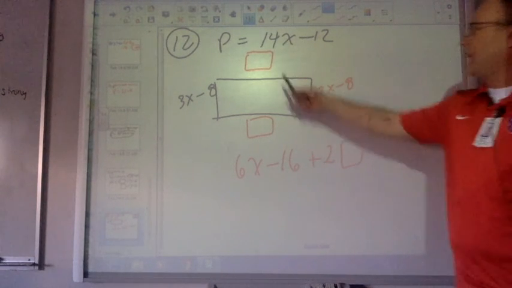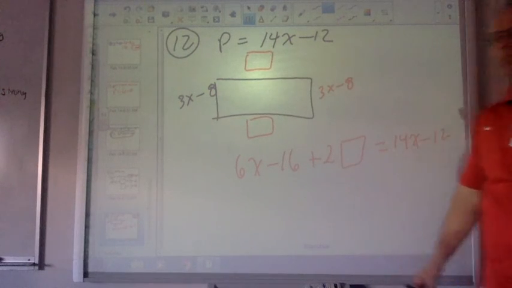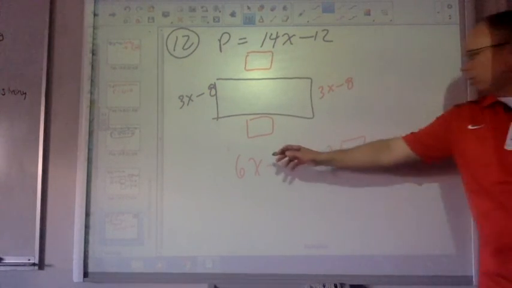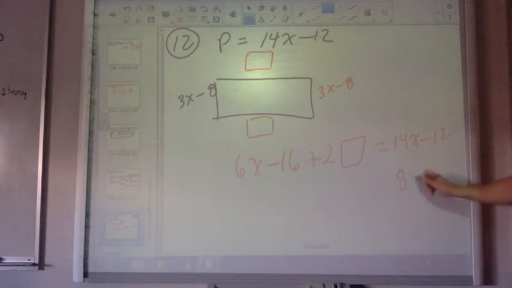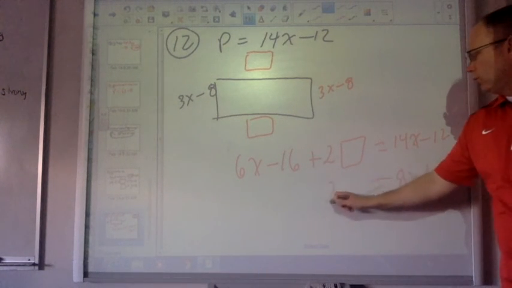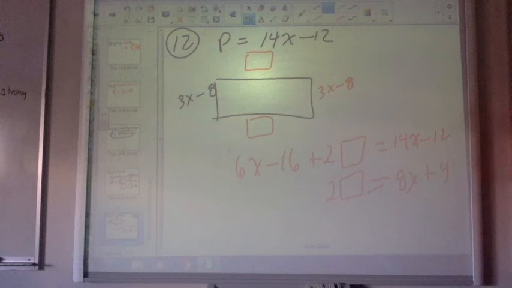Plus 2. Oh, because I have 1, 2. 2 of them. Okay. All right, subtract 6x. So that'll become an 8x. Add 16. That becomes a plus 4 is equal to 2 squared.